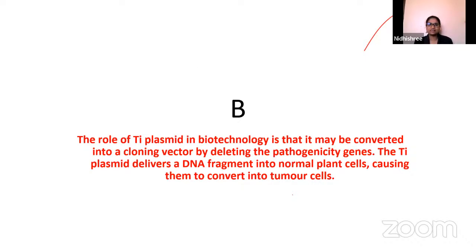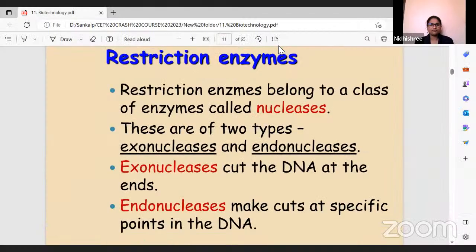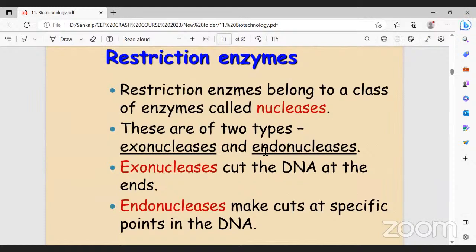Now let us proceed with certain concepts again. Okay, so we were discussing restriction enzymes. I want any one of you to voluntarily read out the slide. Who wants to read? Restriction enzyme belongs to a class of enzyme called nucleases. These are of two types, exonucleases and endonucleases. Exonucleases cut the DNA at the ends, whereas the endonucleases make the cut at specific points in the DNA.